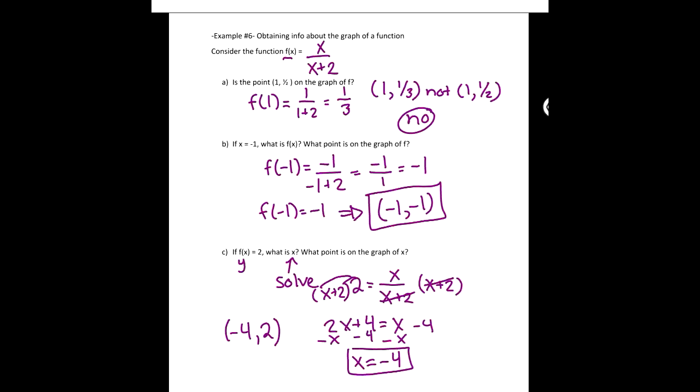And it doesn't ask this, and this isn't quite in this part, but if I wanted to know the domain here, well, we talked about this earlier. What's my restriction? I can't have a 0 as my denominator, so this rational expression would have a domain where x cannot equal negative 2. So that's just kind of a little review there.